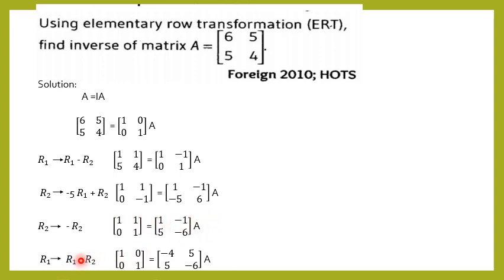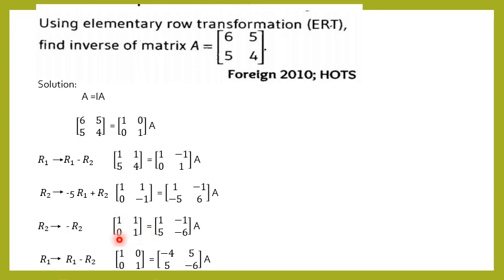Next, what is our aim? We need to convert the other elements in that column to 0. Here it is 1, so we need to convert it to 0. How? Here both are 1, so 1 minus 1 becomes 0. So R1 becomes R1 minus R2.